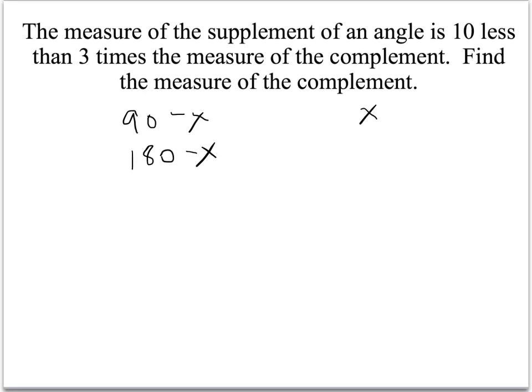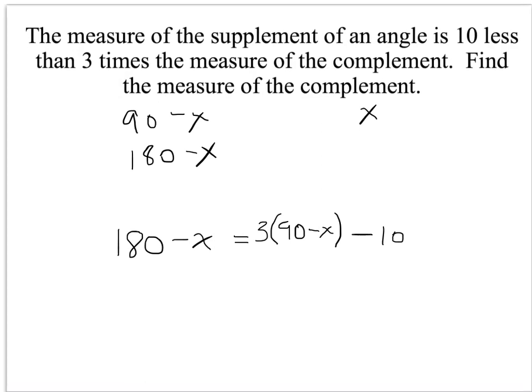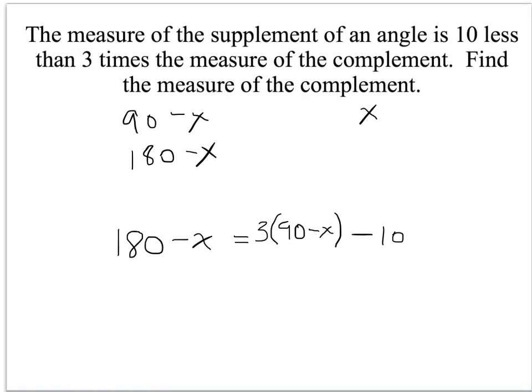Okay? So the measure of the supplement of an angle, we're going to start out by writing 180 minus x, that's the measure of the supplement, is, of course, equals 10 less than, so we're going to subtract 10 less than 3 times the complement, 3 times 90 minus x. Okay, now remember, you have to put parentheses around the 90 minus x. If you don't do that, and you fail to distribute the 3, you are guaranteed to goof this problem up. So make sure you put the parentheses around the 90 minus x.